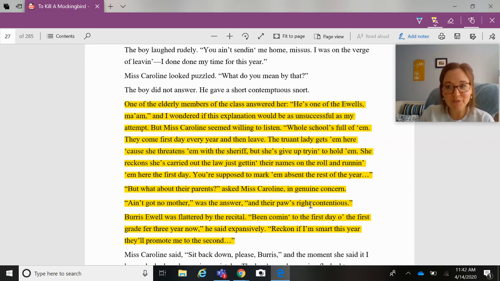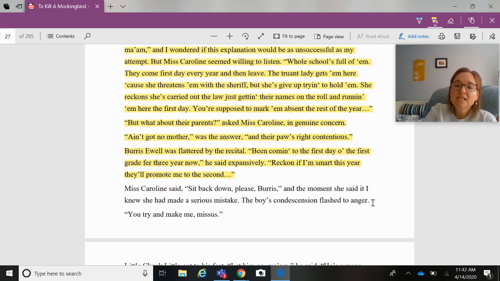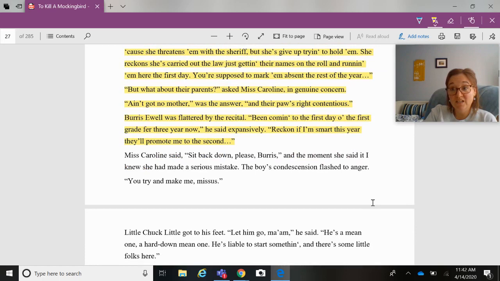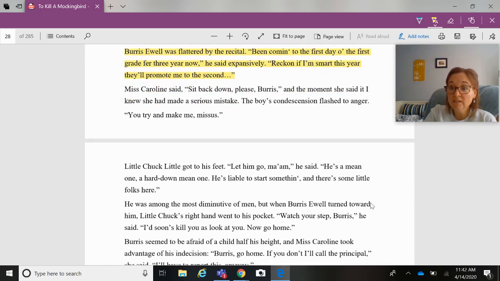Burris Yule was flattered by the recital. Been coming to the first day of the first grade for 3 years now, he said expansively. Reckon if I'm smart this year, they'll promote me to the second. Miss Caroline said, sit back down, please, Burris. And the moment she said it, I knew she had made a serious mistake. The boy's condescension flashed to anger. You try and make me, missus. Little Chuck Little got to his feet. Let him go, ma'am. He's a mean one, a hard down mean one. He's liable to start something, and there's some little folks here.